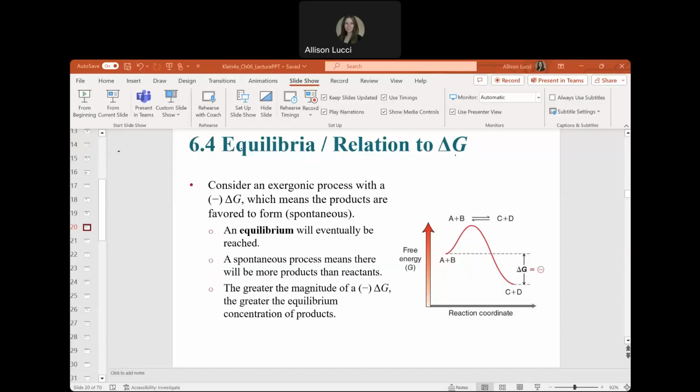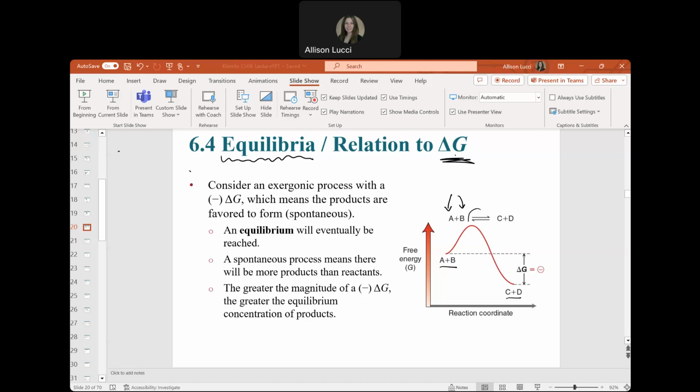In this section, we are going to consider how delta G, or Gibbs free energy, changes are related to reactions that are in equilibrium. So in this section, termed equilibria and the relation to delta G, we're going to start with this energy diagram here. So we're going to consider this figure, and you see that we have our two reactants, A and B, which turn into C and D. Right, so we have our reactants A and B, our products C and D.